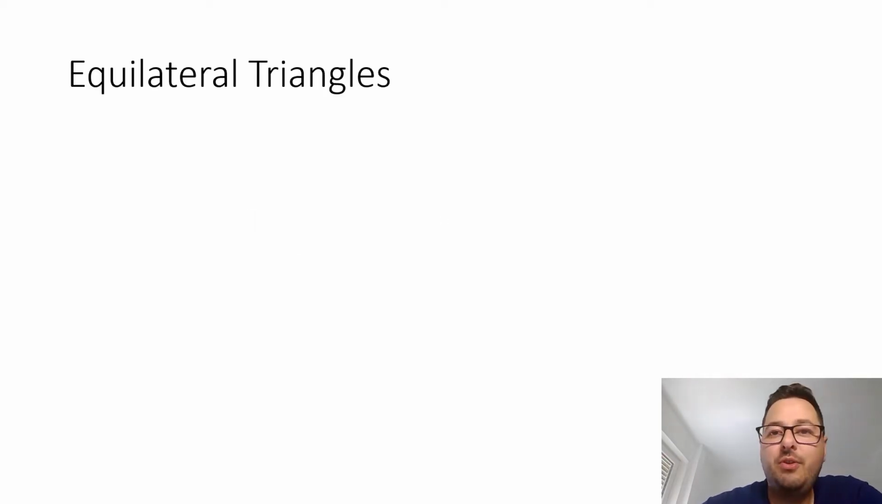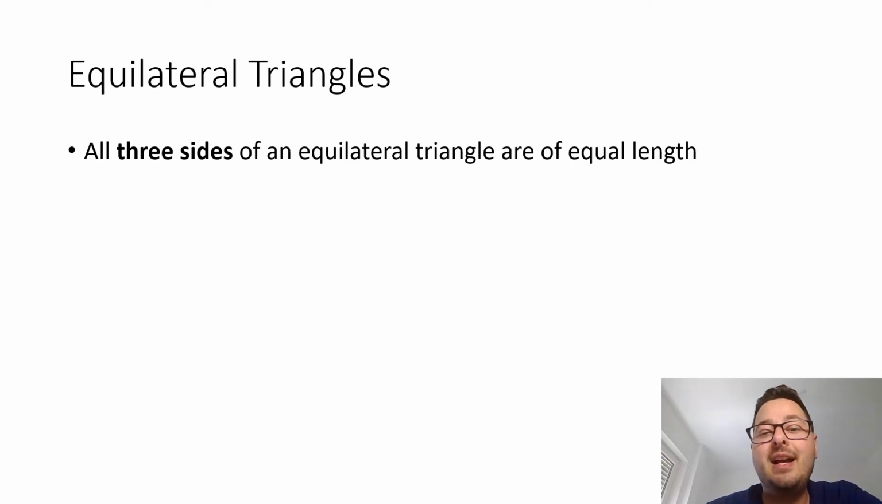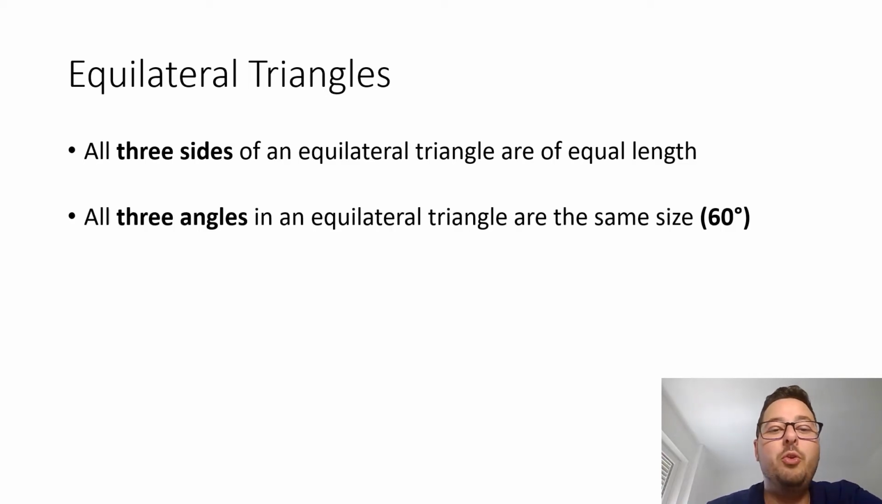Right then, so first of all, let's open up with an equilateral triangle. The word should give you a clue: equilateral. That is a triangle where all three sides are of equal length and all three angles are the same size, and that is 60. Angles in a triangle add up to 180, so if they're all equal, just divide by 3 and you get 60 for each. So it's equilateral, all three sides are the same length and all three angles are the same.